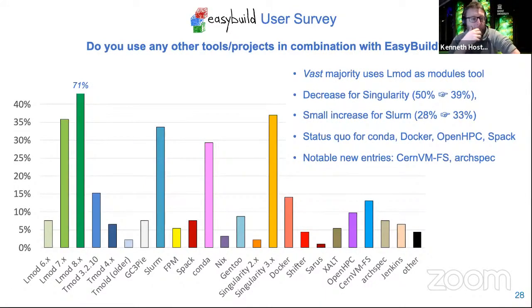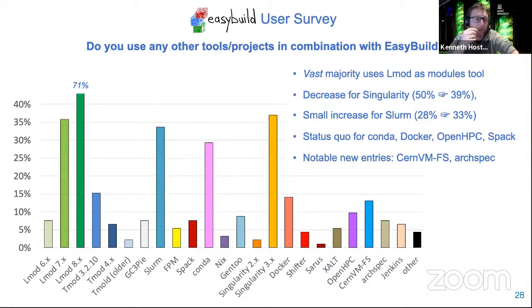Then other tools or projects that people are using in combination with EasyBuild. No surprise here that most people are still using LMOD as the modules tool. And I think the Tcl-based ones are actually going down a bit in popularity, even though the 4.x version is being actively maintained. Interesting here is that the popularity of Singularity is decreasing. Maybe that's just because slightly different people answered the survey compared to previous times. So about 100 people, it's maybe not the best possible coverage across the HPC community, but it still jumped out for me a bit.